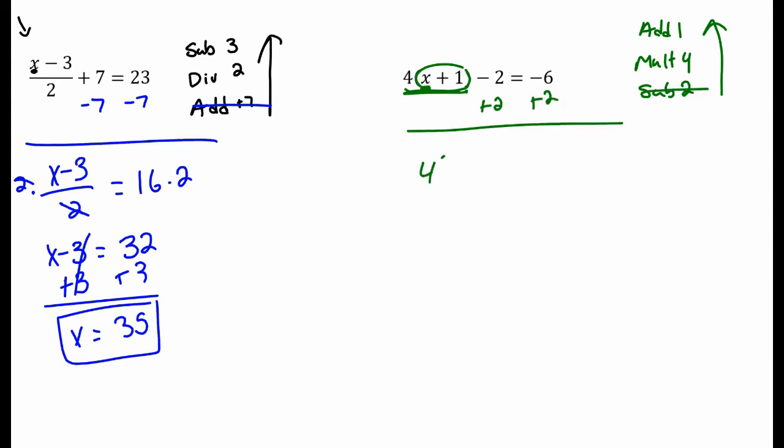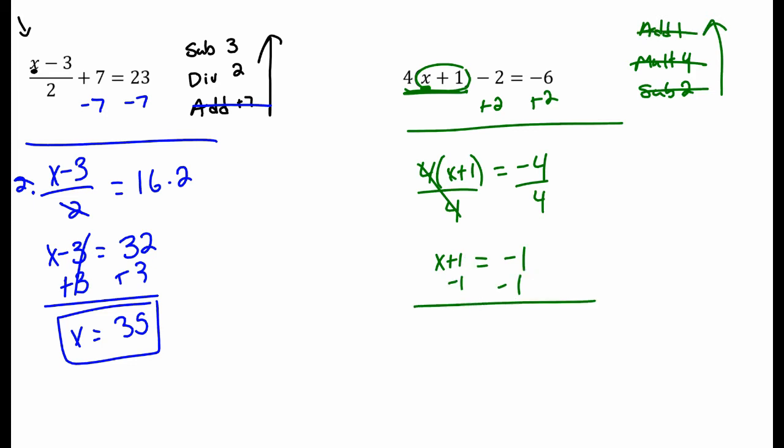And I get 4 times x plus 1 equals negative 4. I need to get rid of that multiplying by 4 by dividing by 4. X plus 1 equals negative 1. Well, I don't care about x plus 1. I want to get rid of that plus 1 there. So I'm going to use the addition property of equality and subtract 1 from both sides. That becomes 0. I get x equals negative 2 as my solution.